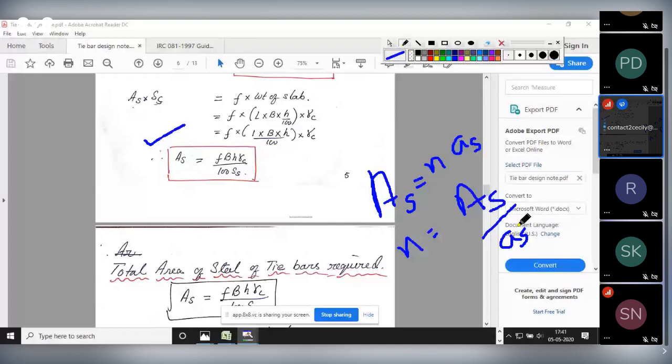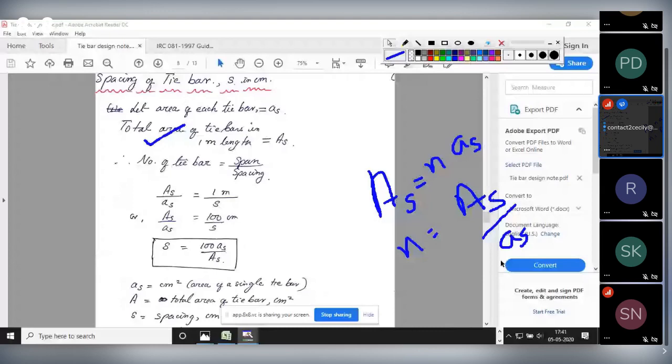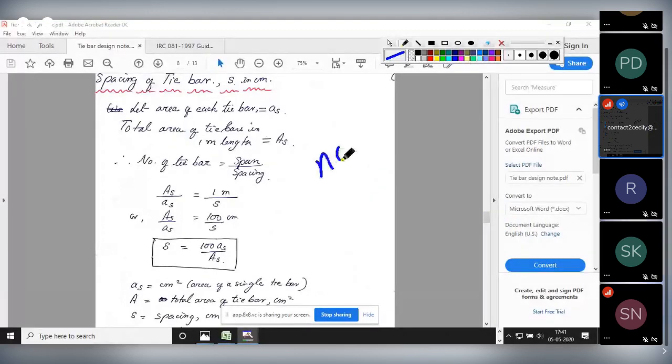And there is one more formula for the number. What is that? Number equals to, what is the value?